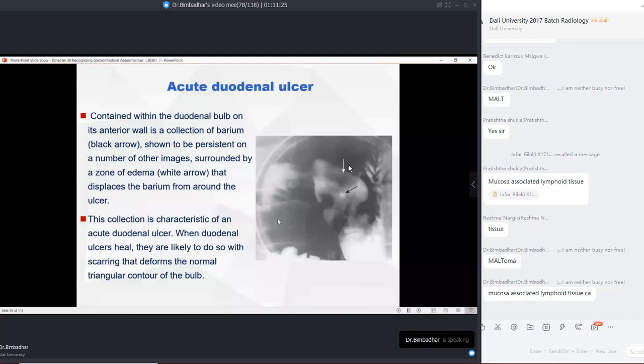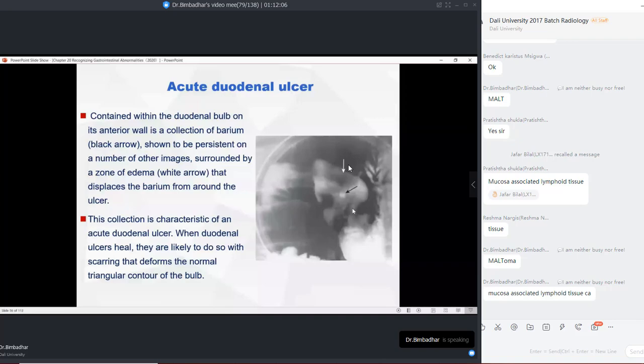Okay, and this is again a characteristic feature of duodenal ulcer: when these ulcers heal, they are likely to do so with scarring. Generally, they form scars and deform the normal triangular contour of the bulb. The duodenal bulb should have a triangular contour, but it will eventually lose it. So loss of contour of the duodenal bulb suggests that you might be looking at a case of duodenal ulcer.